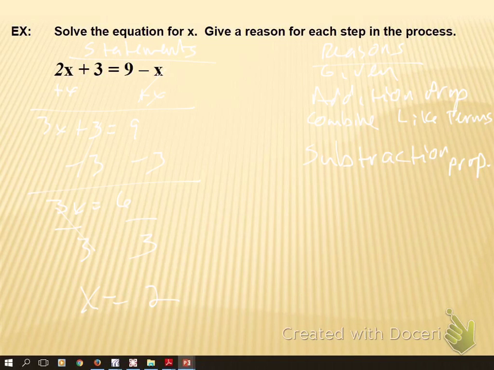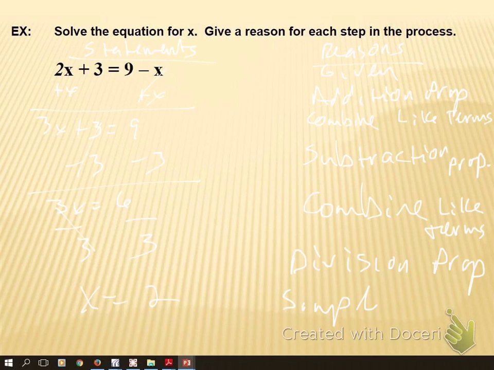Then we combine like terms again. Then we use the division property to divide by 3. And then we simplified to x equals 2. Okay? And there you go.